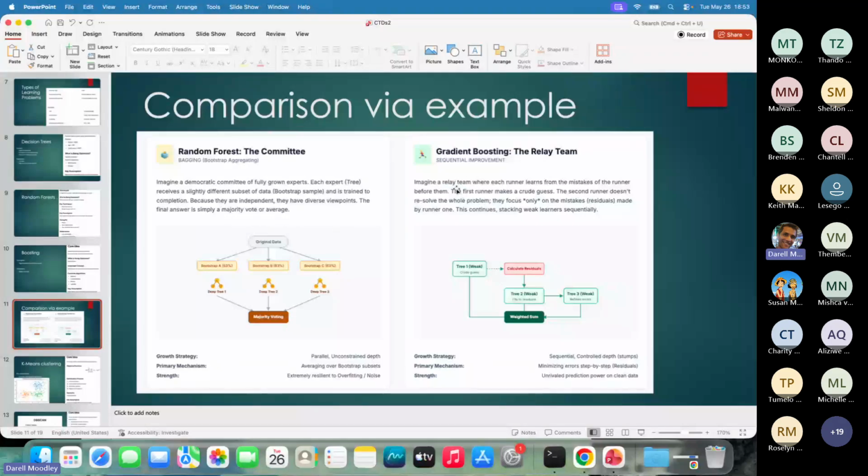Now, for boosting, you can imagine a relay team, all right, where each runner learns from the mistakes of the runner before them. The first runner makes a crude guess, the second runner improves on that, and so on. Then you combine the results from all these learners, or the relay runners, by taking a weighted average. If a runner does better than the previous runners, then that runner gets the most weight, and so on and so on. So you take a weighted average, and that's your final result. Okay.